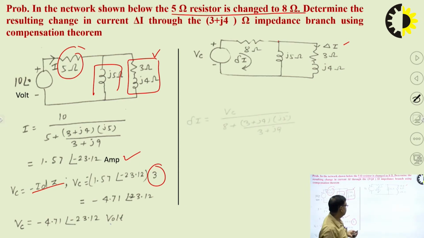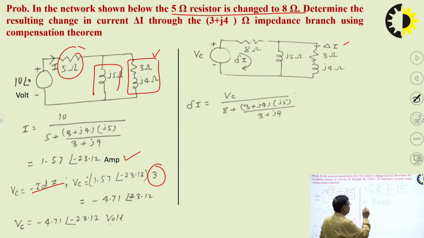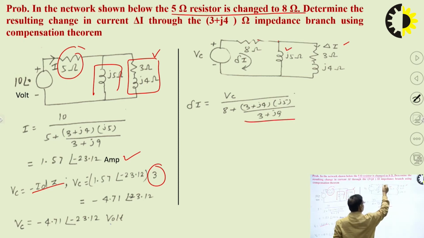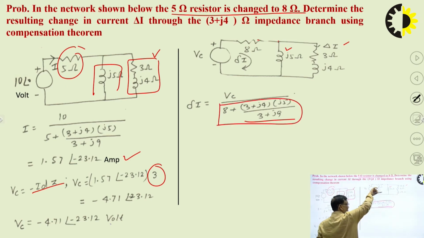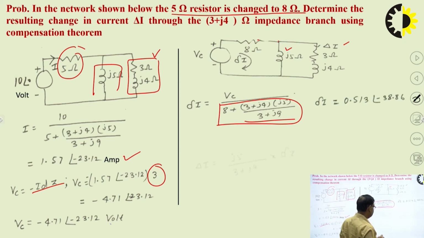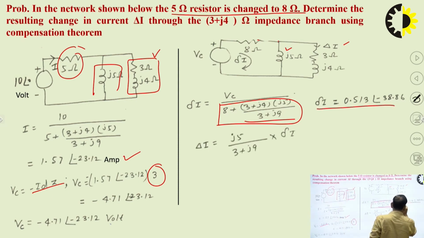So look here. Delta I is equal to VC upon this, where these are in parallel. So this is the equivalent, and then they are in series with this. So this is the equivalent impedance as seen from the source terminal. So delta I is VC upon this. So this is the delta I. Now apply the current division here.